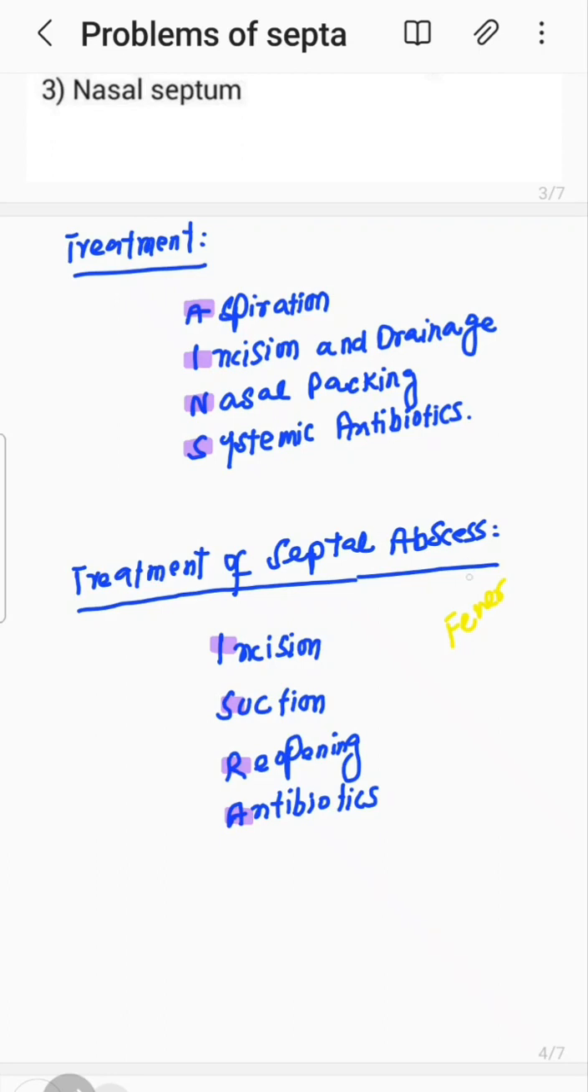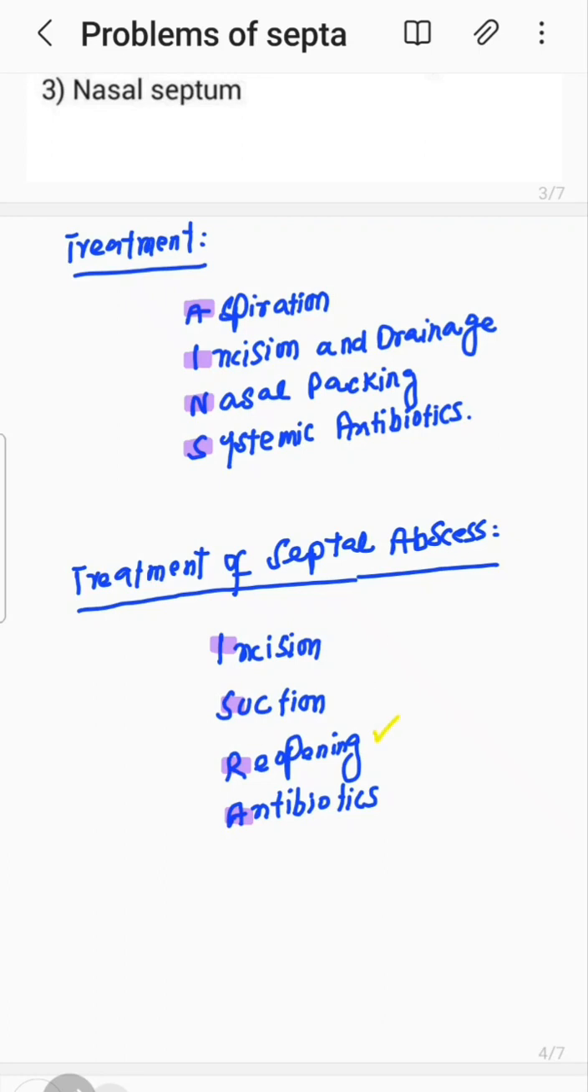What is the treatment of the septal abscess? The mnemonic is ISRA. First of all, you'll have to give an incision again in the dependent part of the abscess, and we will also excise a portion of the septal mucosa for easy drainage. Then, because there will be some necrosis of the septal cartilage by now, you'll have to do some suction of the necrosed pieces of the cartilage.